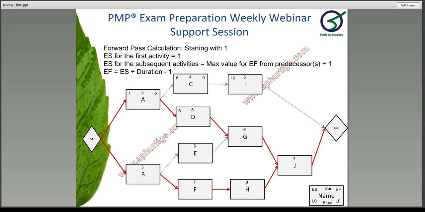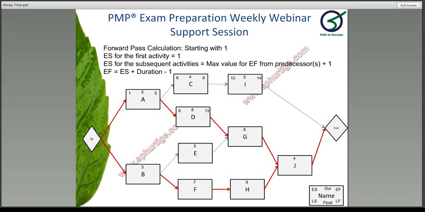I is going to be 10th. 10 plus 5. So 10, 11, 12, 13 and 14. So you're finishing on the 14th. Yeah, so we are going to work out with the same logic. D has an early start of 6 and has a duration of 8. So you're going to finish this on the 13th because 6, 7, 8, 9, 10, 11, 12 and 13. That makes it 8. So remember, you're including the early start value here.